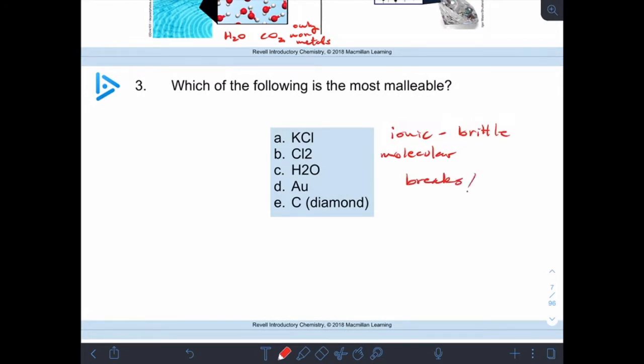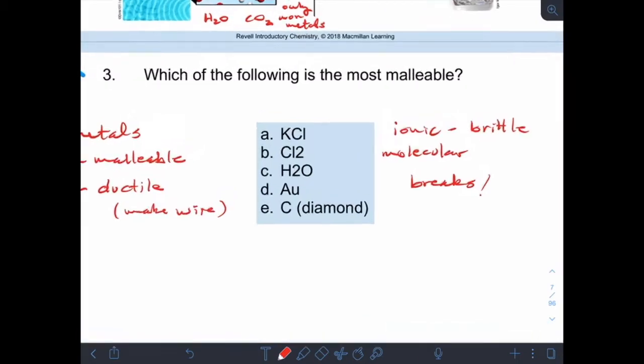Okay? Metals, on the other hand, are malleable. You can change their shape. You can alter them. They're also referred to as ductile, which means that you can make wires. You can stretch metals and make wires. Okay? So, of these compounds right here, let's go ahead and zoom in.